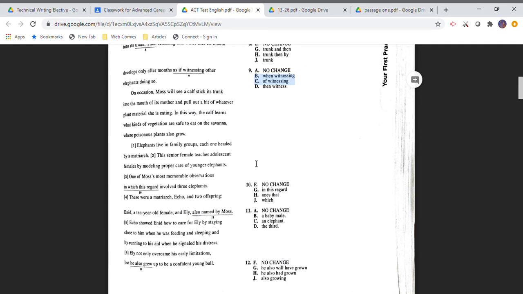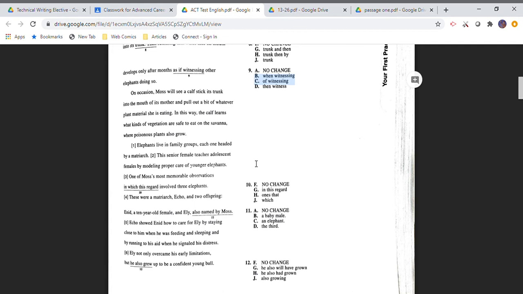Okay. On occasion, Moss will see a calf stick its trunk into the mouth of its mother and pull out a bit of whatever plant material she is eating. In this way, the calf learns what kinds of vegetation are safe to eat on the savanna, where poisonous plants also grow. So we're going to be looking at this whole sentence probably.